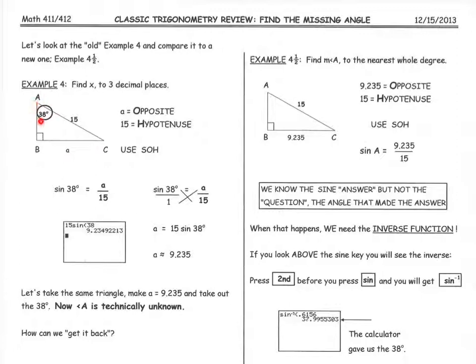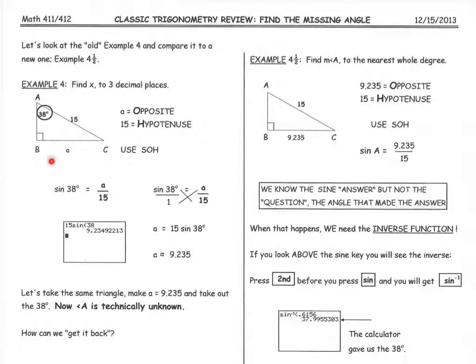If we use the 38-degree corner, in which A is opposite and 15, across from the right angle, is the hypotenuse, we set up sine 38 is opposite A over hypotenuse 15, and when we cross multiply, we ended up with 9.235 rounded off for this side.